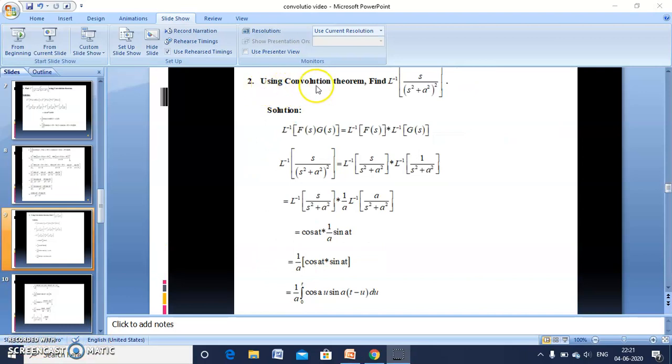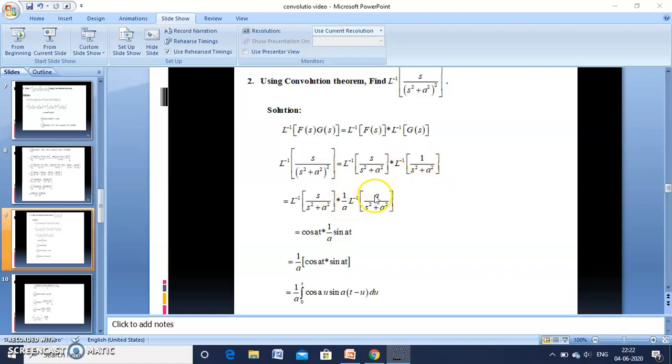Second question. Using the convolution theorem, find L inverse of s by (s square plus a square) whole square. The denominator you are having, you can split into two terms, but in the numerator you are having only one s. So this can be split as s into 1, divided by the denominator (s square plus a square) into (s square plus a square). Now L inverse of s by s square plus a square, as I said in the previous problem, you have the formula cos at. But here L inverse of 1 by s square plus a square, you don't have a formula. But L inverse of a by s square plus a square formula is sin at. So we need to multiply by a and divide by a.